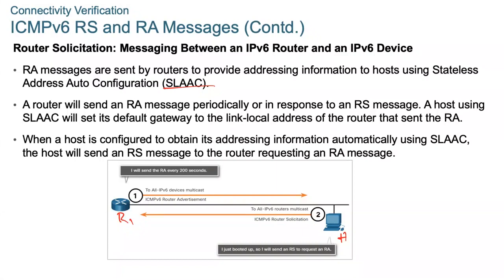host will set its default gateway to the link local address. So that is inside the network, not outside the network. If it goes outside, it will be the public network. So when a host is configured to obtain the addressing information automatically from your router, then the host will send the RS message, the router solicitation message, to your router, requesting an RA message, the advertisement message.